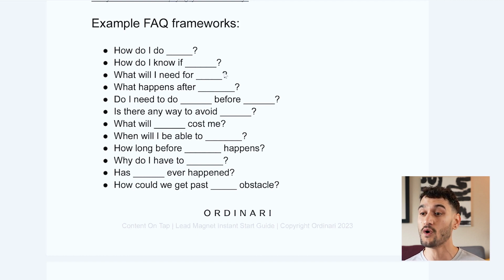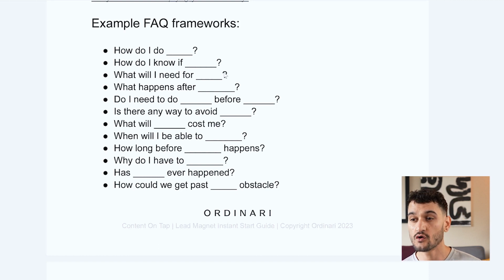Another one, is there a way to avoid blank? This is usually a pain point. This is something that's time consuming. This is something obviously they want to avoid. Is there a way to avoid getting my license suspended? Is there a way to avoid going through the escrow process? Is there a way to avoid having the buyer pull out of the deal? Is there a way to avoid this thing I don't want to deal with?